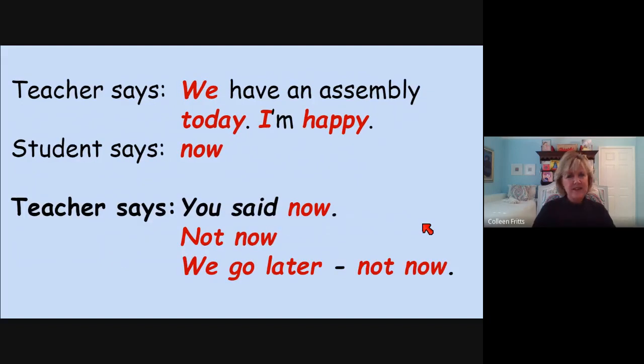Okay, teacher says, we have an assembly today. I'm happy. Student says, now. Teacher says, you said now, while pointing to the word now. Not now, while pointing to the words not and now. We go later, not now. Now, once again, all of those 5 words that made up that particular sentence were core words. You may not be pointing to all of those words. You may just focus on the words not now in this particular situation, since you know your student is at the one-word level.